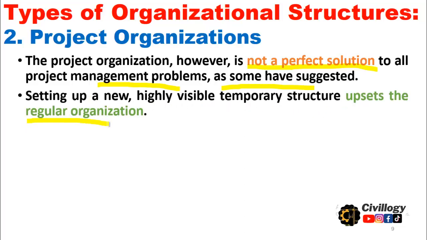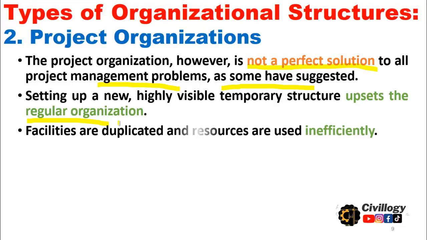As I told you before, if a company is able to get another project, it will appoint another project manager, and under that project manager, it will deploy the different functional units like technical and finance. So what will happen? This will upset the regular organization. Facilities are duplicated and resources are used inefficiently.